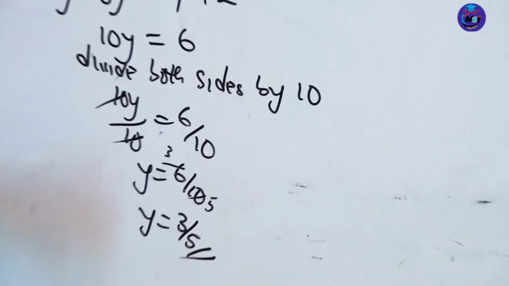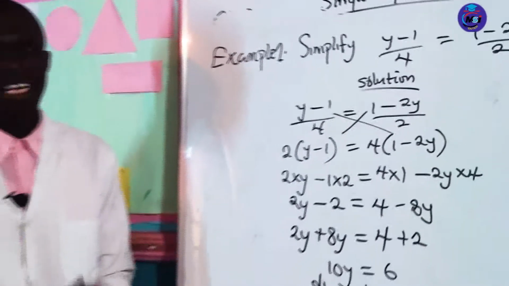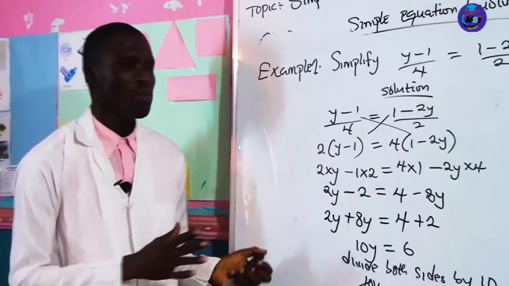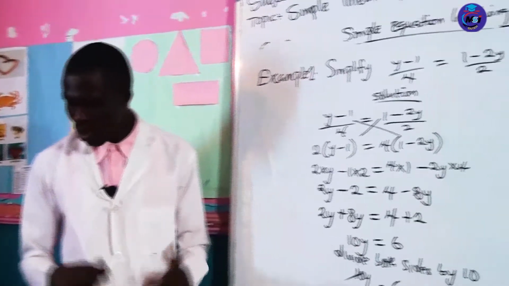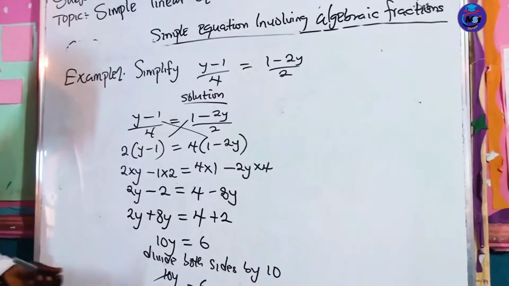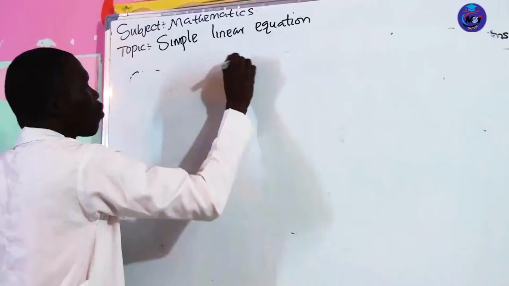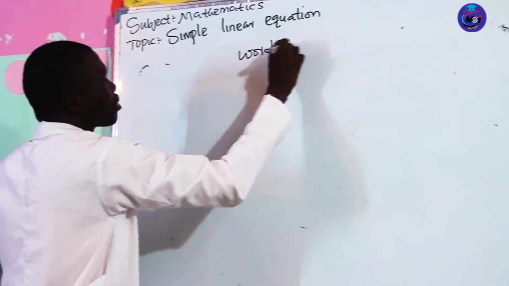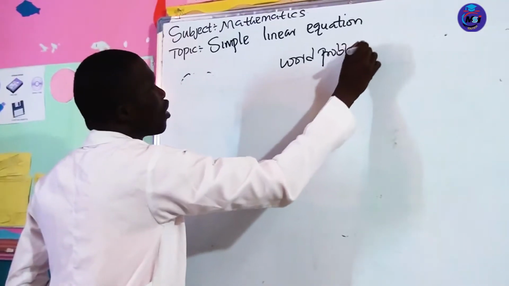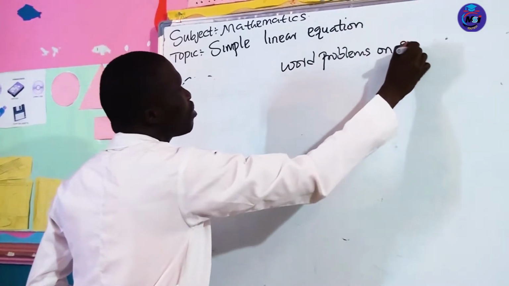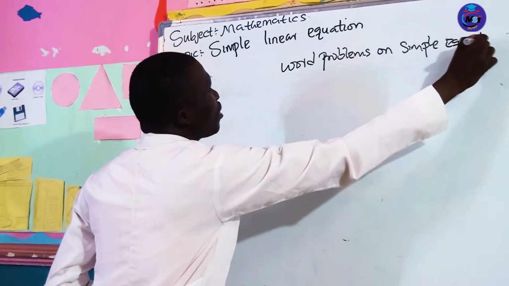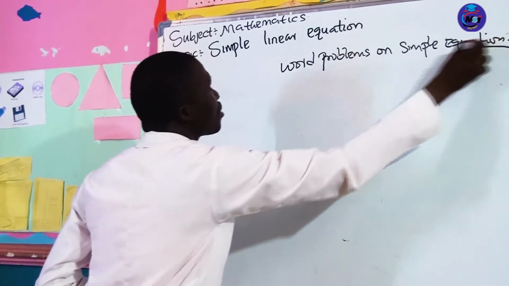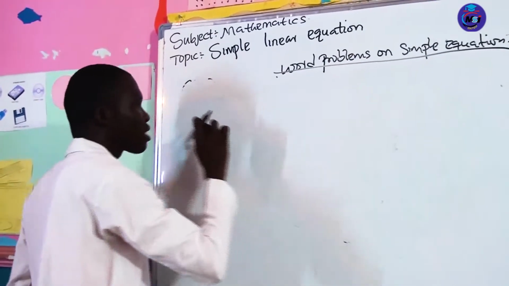So interesting, and I believe you are getting it right. Okay, let's go to the last part of this topic before we leave this class, and we call it word problems on simple equation. I'm going to give you 2 examples before we leave this class.